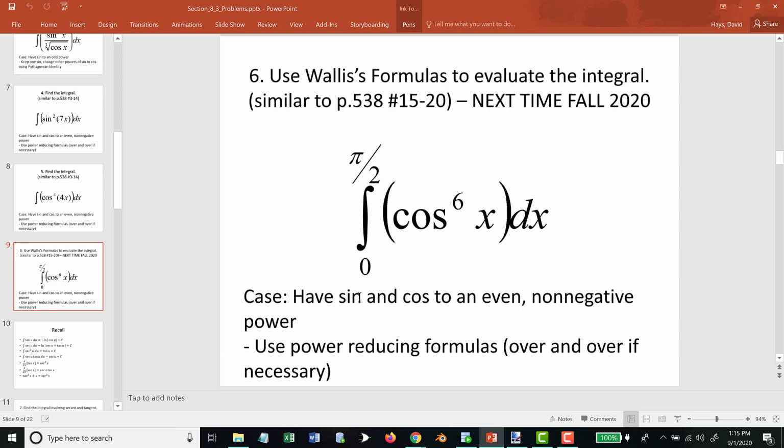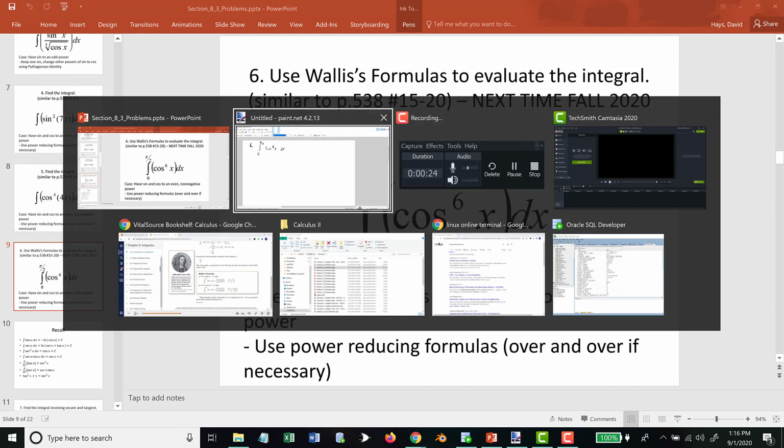Now, this is using Wallace's formula, but if we were to use the other technique, where you have sine and cosine to an even non-negative power, use your power reducing formulas over and over. So it would be a nasty, nasty problem. Because this is 6, we'd have cosine squared times cosine squared times cosine squared, and we'd have 1 plus cosine 2x over 2 times itself 3 times. When we did that, we'd end up with just something that wouldn't be pleasant. I'm not even sure if it'd work out, to be honest. At some point, we'd have to use some other kind of substitution.